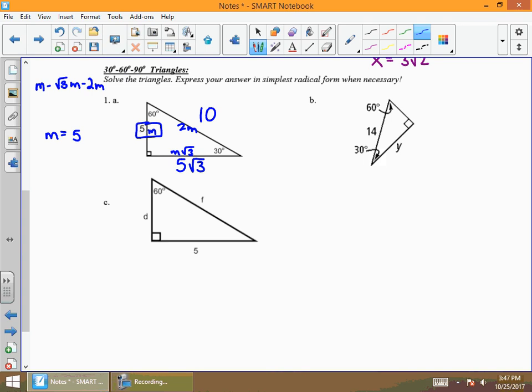And as I look at 1b, across from 30 is m. Across from 90 is 2m. And across from 60 is m radical 3. Well, here's my number, 14. It's on the 2m side, so 2m is equal to 14. So if I wanted to solve for m, divide both sides by 2, and m is 7. That means my short leg up here is 7, and my long leg, y, is m radical 3, or 7 radical 3.